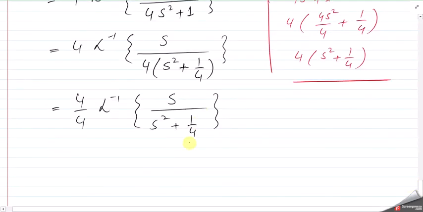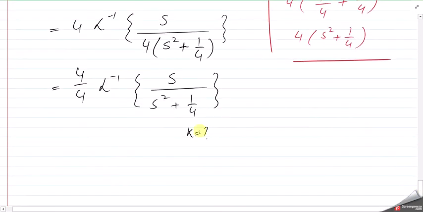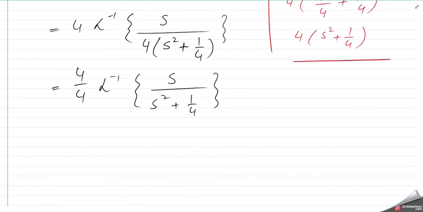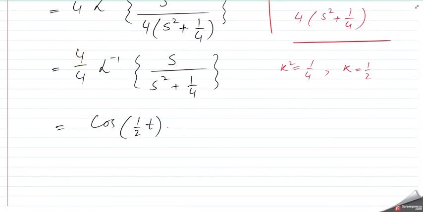But before we use the formula, we need to figure out what k is over here. k square equals 1 by 4. If k square is 1 by 4, then k should be 1 by 2. It means our answer is cos 1 by 2 t. Okay, so that's our final answer. 4 and 4 cancel out on the outside. This 4 and this 4 cancel out and give 1.